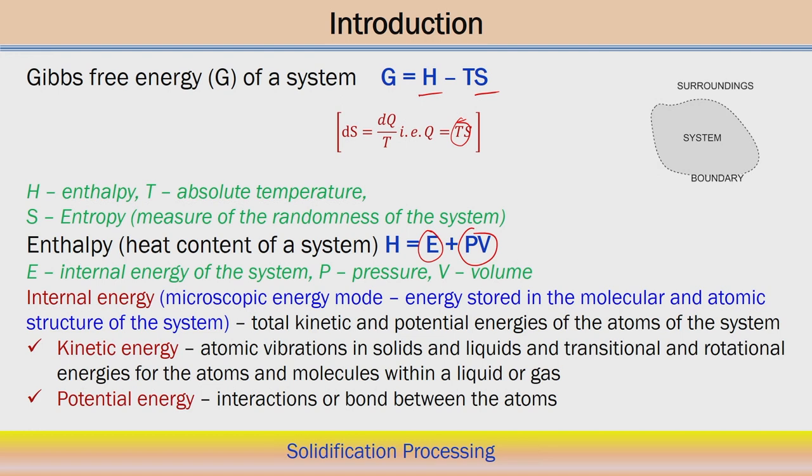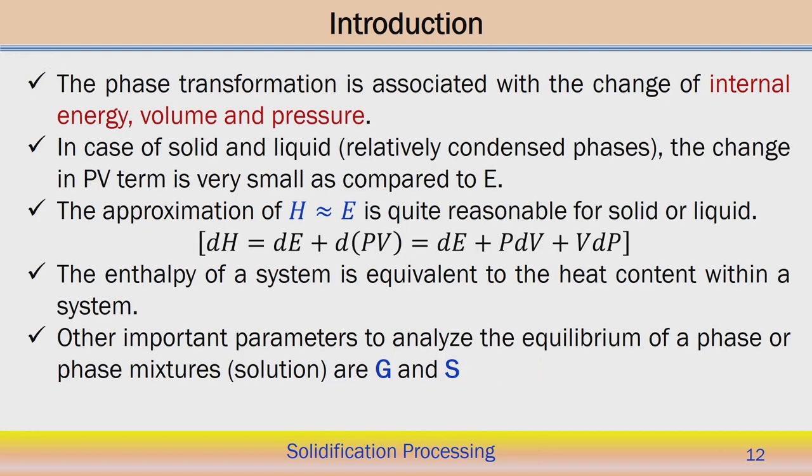This microscopic energy is stored in the system in the form of kinetic and potential energy. Kinetic energy is basically atomic vibration in solids and liquids, and apart from this, translational and rotational energies associated with the atoms and molecules within a liquid or gas. Potential energy is basically the interaction or bonding between the atoms. So, static energy or potential energy, the bonding between the atoms, is represented in the potential energy. The summation of the kinetic energy and potential energy of a microscopic system represents the internal energy of a system. Now, this internal energy of a system can change with the change in parameters or variables.